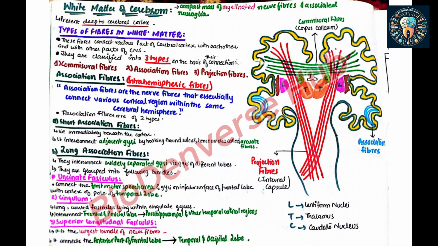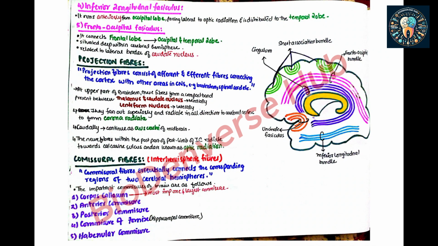After that, we have our inferior longitudinal fasciculus. It runs anteriorly from the occipital lobe, passing lateral to the optic radiation, and is distributed to the temporal lobe. After that, we have the last bundle, known as the fronto-occipital fasciculus. As the name itself indicates, it connects the frontal lobe to the occipital and temporal lobes. It is situated deep within the cerebral hemisphere and is related to the lateral border of the caudate nucleus.